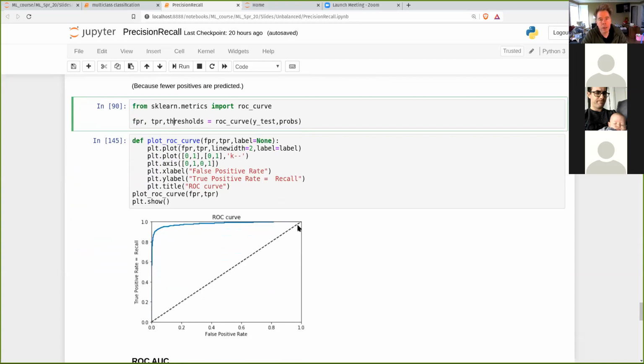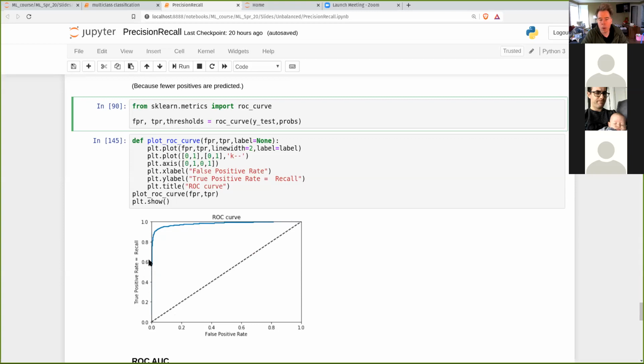The significance of the diagonal is, let's say you made a model that randomly classified things. It flips a coin, doesn't look at the data at all, and then decides what the category is. That model would be along the diagonal. So the difference between the actual ROC curve and the diagonal is a measure of how much superior your model is to just making random decisions.